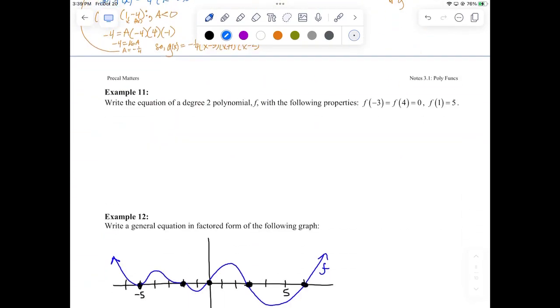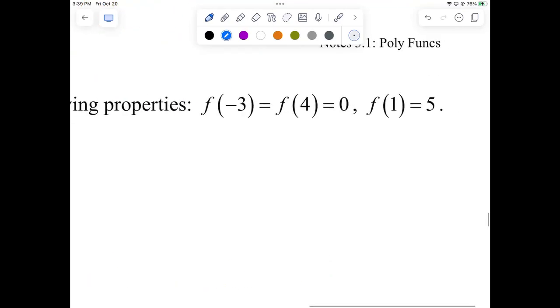Example 11 says find the equation of degree 2. That means it's a quadratic right away. We know it's a quadratic, with the following properties: f of negative 3 equals f of 4 equals 0, and f of 1 equals 5.